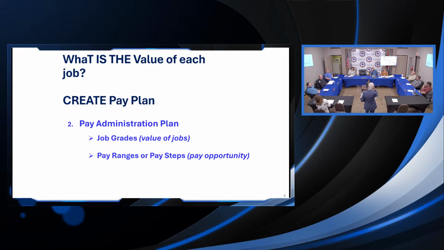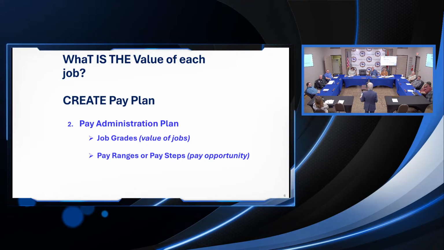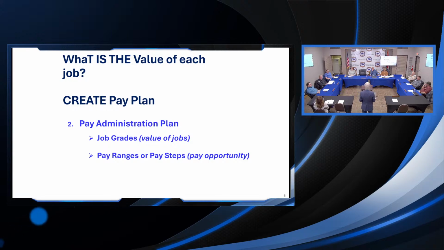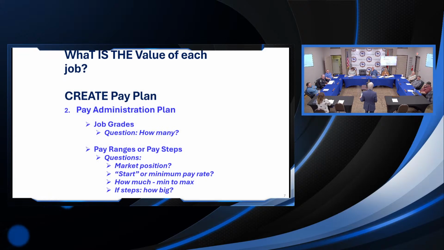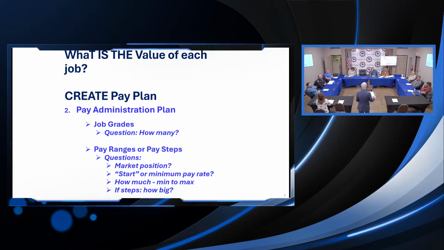So we usually do this by setting up jobs in pay grades with pay steps or pay ranges. So jobs are assigned to a pay grade, and then each pay grade has a set of steps, maybe 12, 15 steps, or in some cases we just have a pay range with a minimum, a maximum. That's our pay plan, if you will. It sets the guidelines for administering pay.